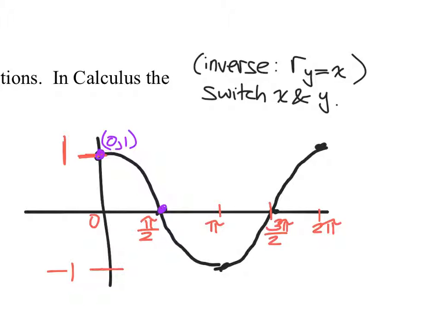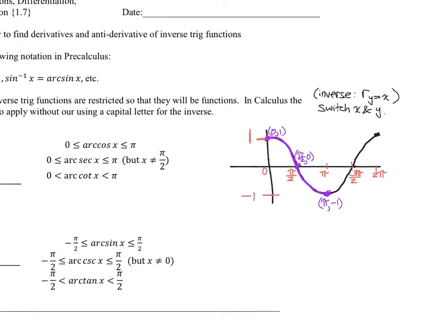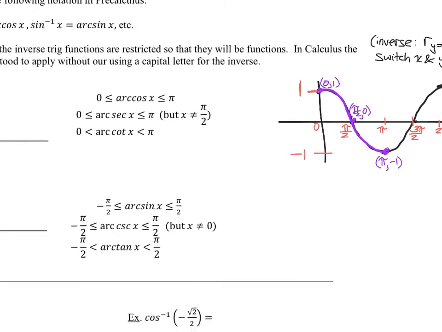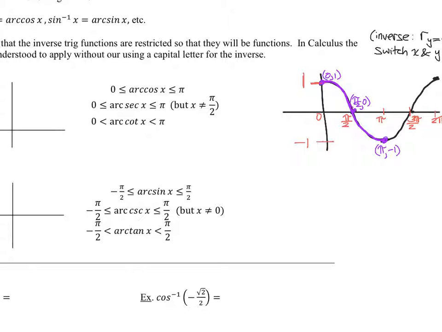We have 0, 1. We have pi over 2, comma 0. And we have pi, comma -1. We have more, but I'm just going to live in that interval for now. So that's all I'm going to focus on, just those points: 0, 1, pi over 2, comma 0, and pi, comma -1. All right. So what I want to do is switch those coordinates around.